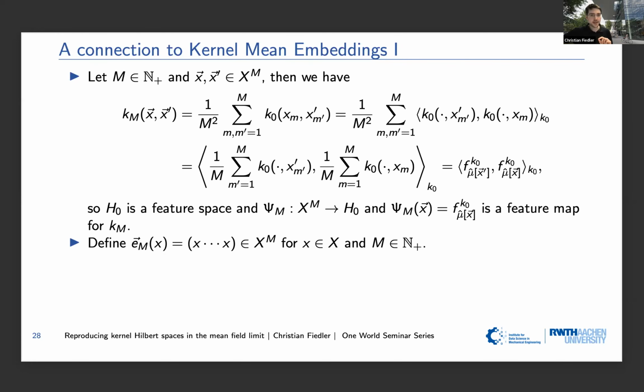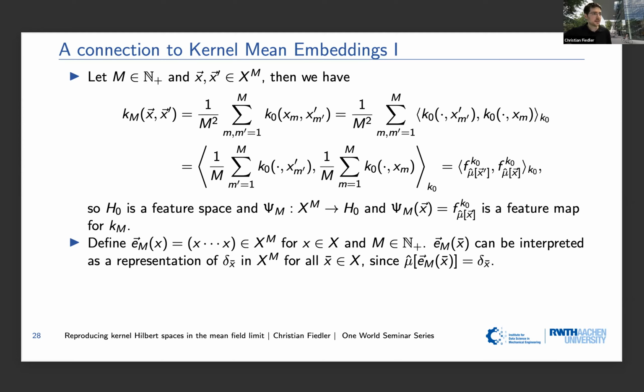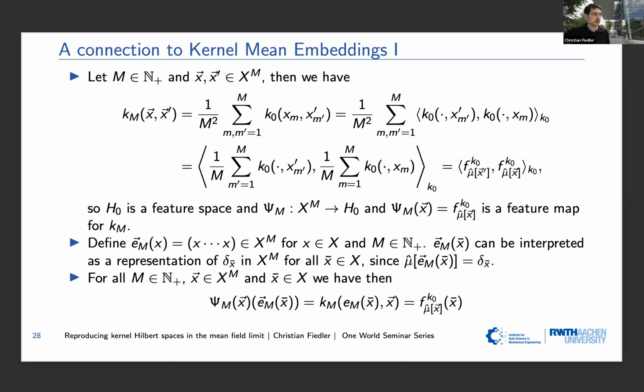Now, if we define the tuple consisting of all of the same components and call it EMX, then this can be interpreted as a representation of the Dirac centered at this X, because if we then look at the empirical measure of it, it is exactly that Dirac centered at X. And we can now use this.